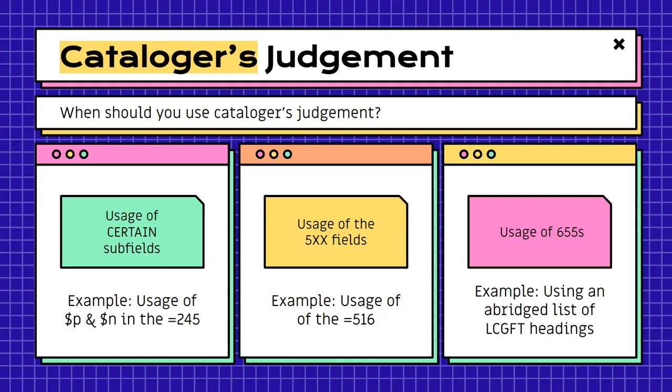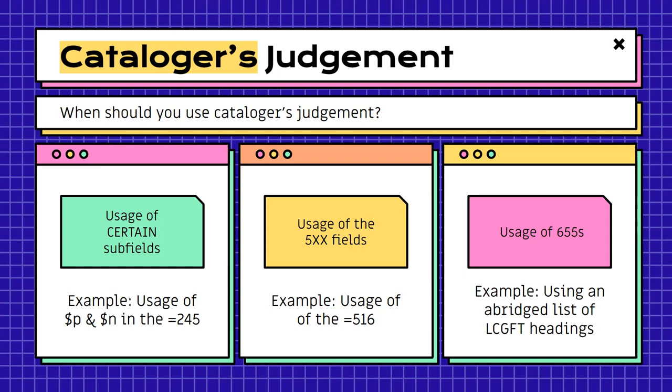It's cataloger's judgment. It's fine. What else can you use cataloger's judgment on? The 516, some of the 5XX notes, or do the most correct thing and make it like a 775. It's included, it's in there. That's cataloger's judgment. And of course, the usage of 655s.